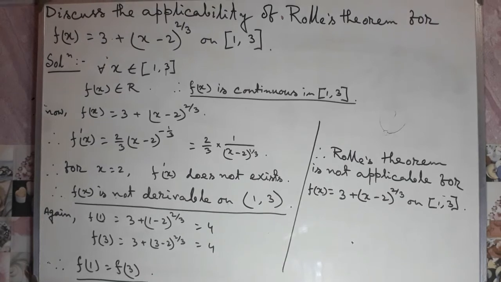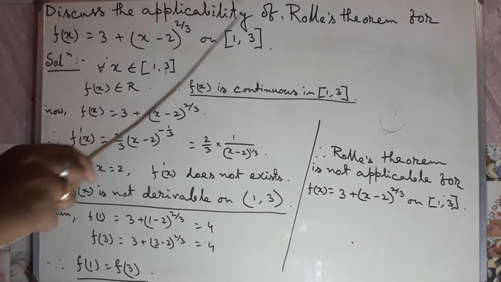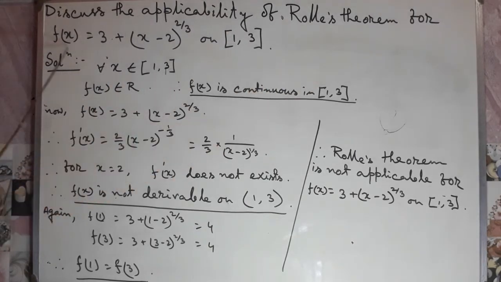Let us solve some problems from this chapter. The first problem: discuss the applicability of Rolle's theorem for f of x is equal to 3 plus (x minus 2) whole to the power 2 by 3, in the closed interval [1, 3]. Now, for all x belonging to the closed interval [1, 3], the values of f of x are real numbers. So f of x has a real value for all x in [1, 3], hence f of x is continuous in the closed interval [1, 3].